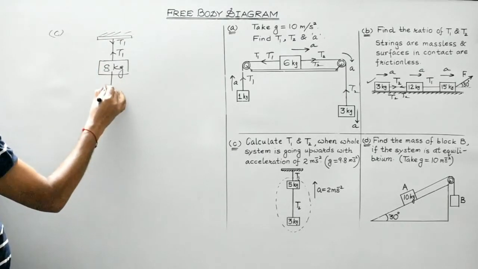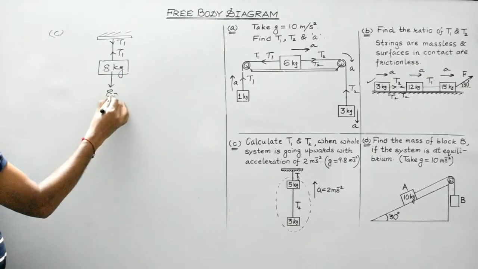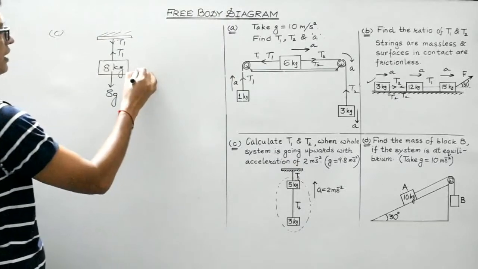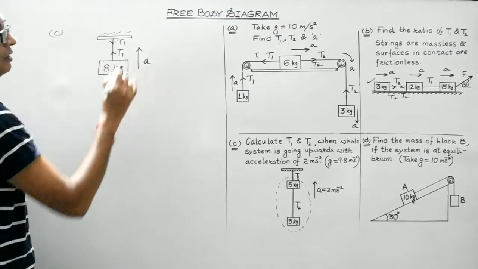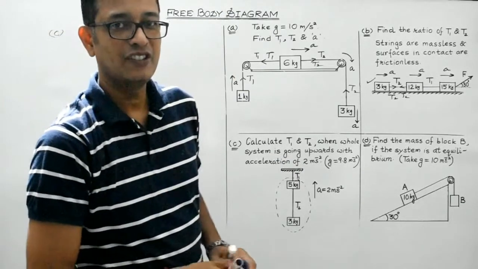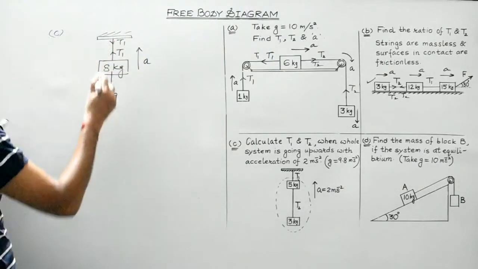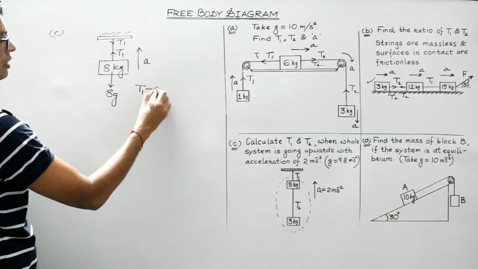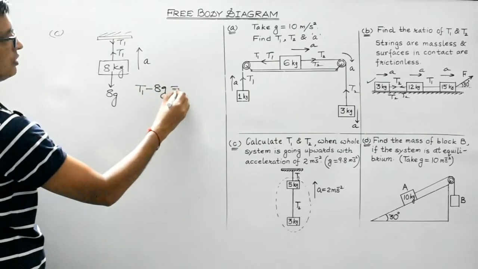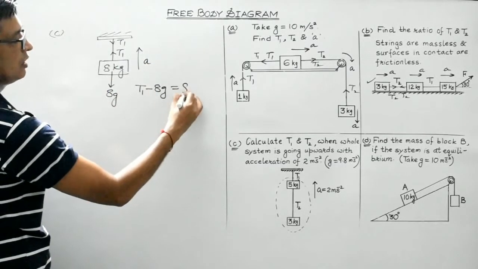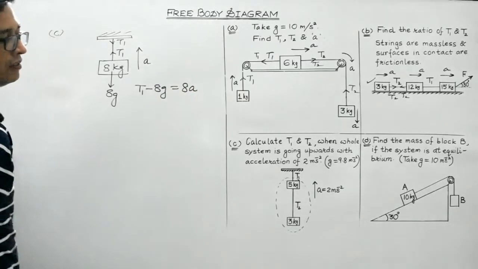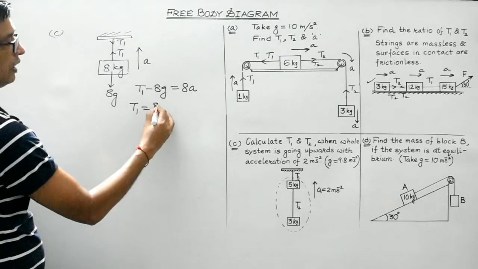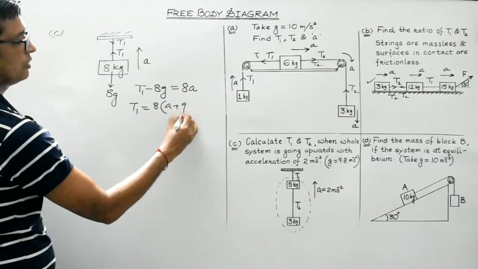So what are the forces acting over here? Its weight would be 8g, right? And it is being accelerated in the upward direction. So now we can easily consider that T1 is greater than 8g. The equation would be net force T1 minus 8g is equal to mass into acceleration, 8 into a. Correct? So T1 will be equal to 8 times (a plus g).